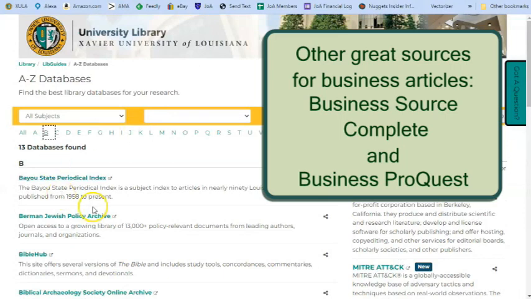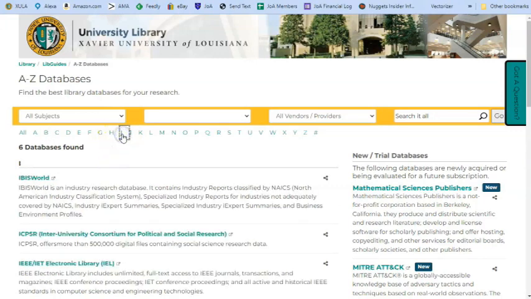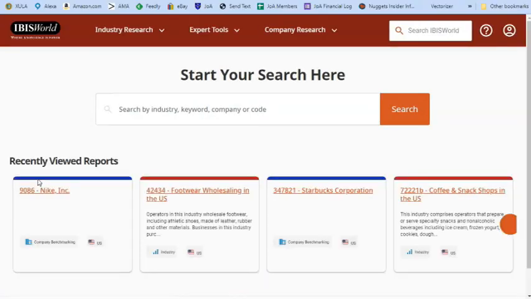The one I want to especially show you today specializes in doing structured profiles on industries and companies. So we're going to go here to I for IBISWorld. There's IBISWorld. I click it, I go right in. You probably want to access it on a computer rather than your phone.